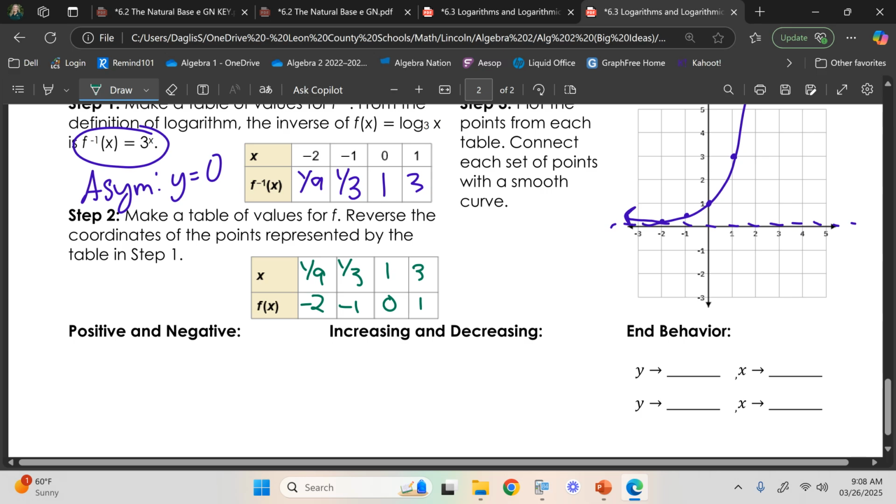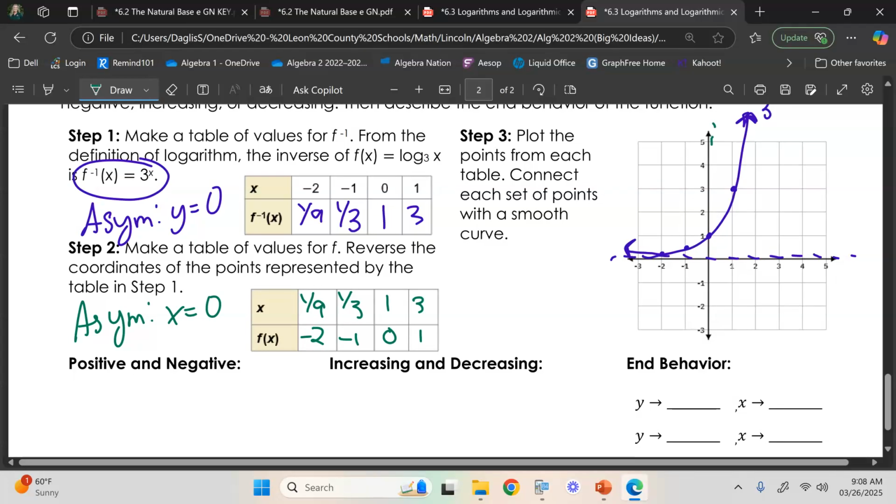Okay. And this asymptote, it's not y equals 0 anymore. Now it's x equals 0, which is now my y-axis right here. All right, here is our log base 3 of x.